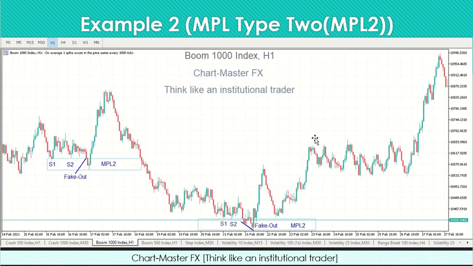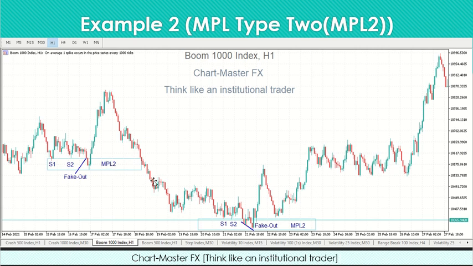Now we go to example 2, MPL type 2. As you can see, guys, here we are on Boom 1000 Index H1. As you can see to my left, there is a support of 2 touches and there is a fake out. Then we can draw our MPL zone.